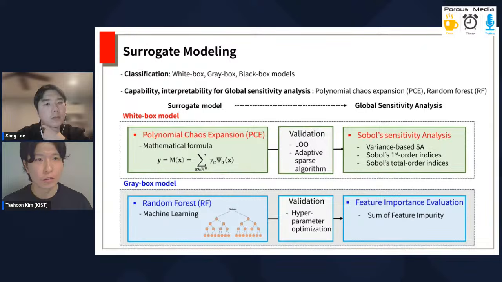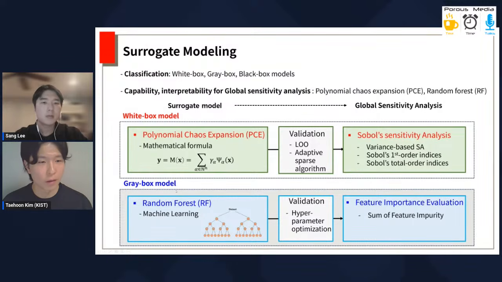And you might wonder, why did you choose those two surrogate models? Because they have interpretability in their predictions. The surrogate models can be classified into three types based on interpretability: white box, gray box, and black box models. The white box model, like the polynomial chaos expansion, is fully transparent. Because it is made of a mathematical formula, it always has an analytical solution for the probabilistic predictions.